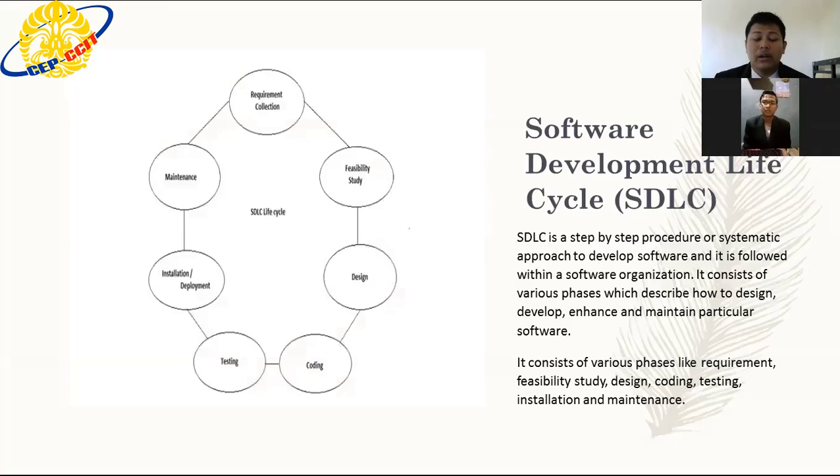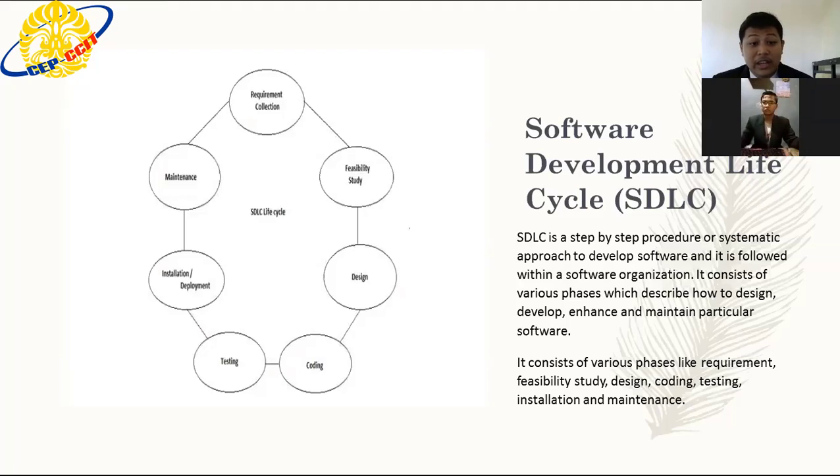Next I want to explain what the software development life cycle, SDLC, is. It is a step-by-step procedure or a systematic approach to develop software, and it is followed within a software organization. It consists of various phases which describe how to design, develop, change and maintain particular software. It consists of various phases like requirement, feasibility study, design, coding, testing, installation, and maintenance.